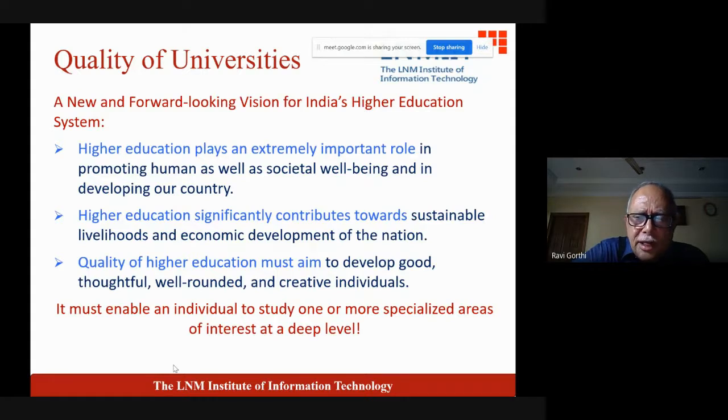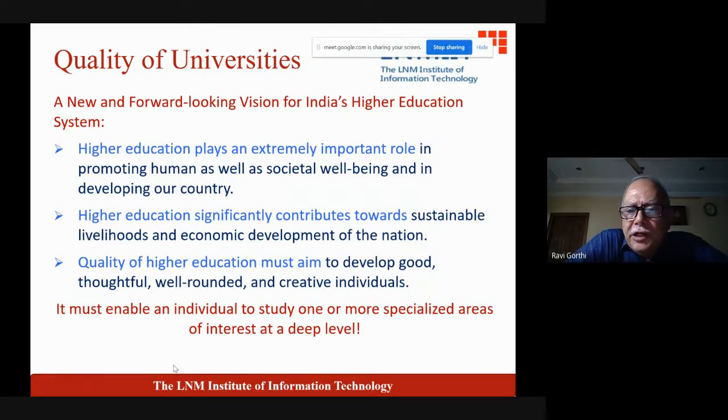Not much to understand, but the difficulty is in really taking the reforms that transform. The quality expectations on the universities, a new and forward-looking vision for India's higher education system. Fortunately, Professor Banerjee has already shared a vision for 15 years, but this is for the whole of the country. All types of higher education, not just engineering. Higher education plays an extremely important role in promoting human as well as societal well-being. We understand that.